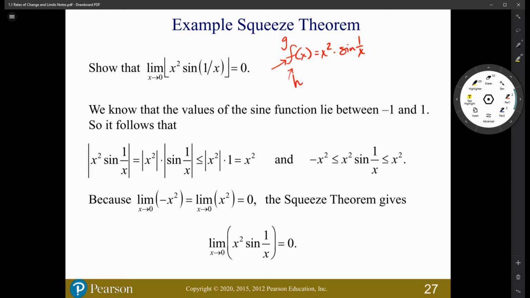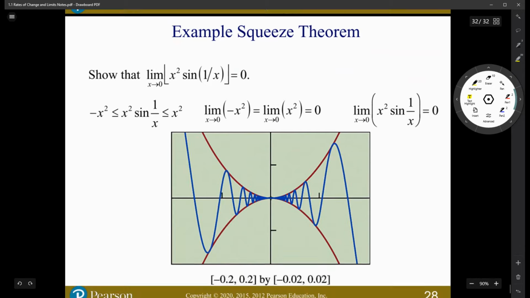It uses a function negative x squared. It uses a function x squared. Both of those have limit equal to 0. And because negative x squared lives below and x squared lives above this function, then we have the limit as x approaches 0 of x squared times sine of 1 over x equal to 0. So there we have it.